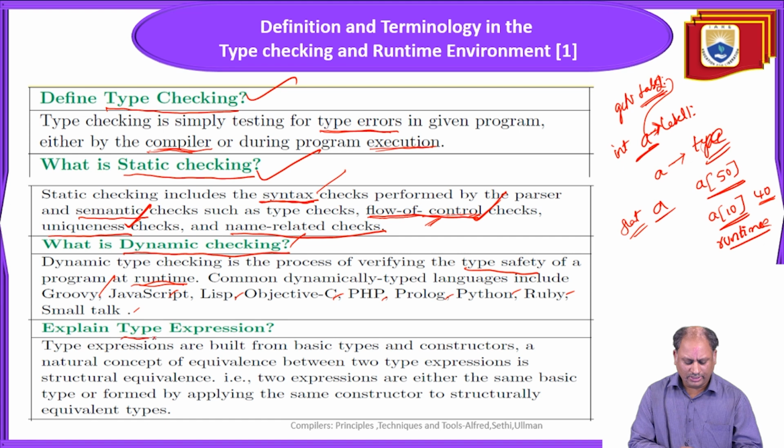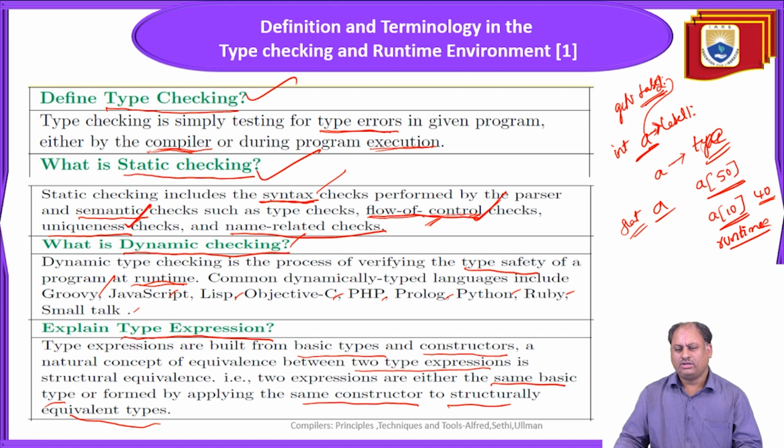And what is meant by type expression? A type expression is built from the basic types and constructors only. Here there is an equivalence. If the equivalence between two type expressions holds, that means they have the same basic type, or apply the same constructor, and are said to be structurally equivalent.